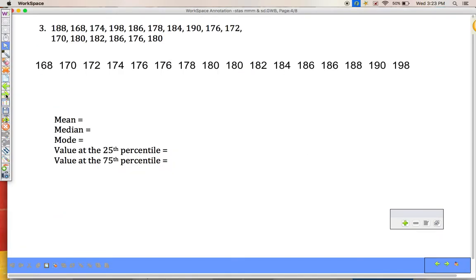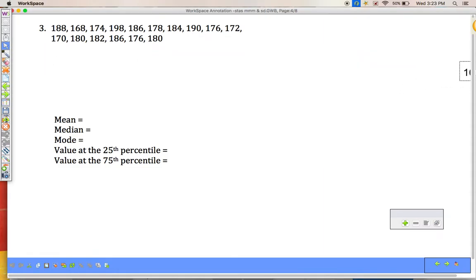All right, so we're going to do the same thing. This time we're going to do the 25th percentile and 75th percentile. So you're given these numbers. Find me the mean, the median, the mode, the value of the 25th percentile, and the value of the 75th percentile. Use your Desmos, use your calculator, but you need to put them in order. That's why we do it in order, so we can get these percentiles. So go ahead and start that. Pause it if you need to, put them in order. Find me the mean, the median, the mode, and then find me each percentile.